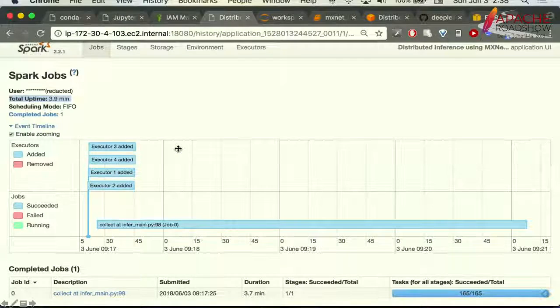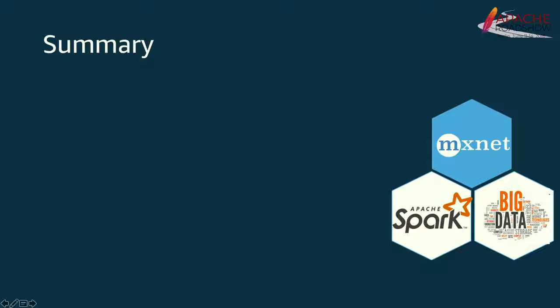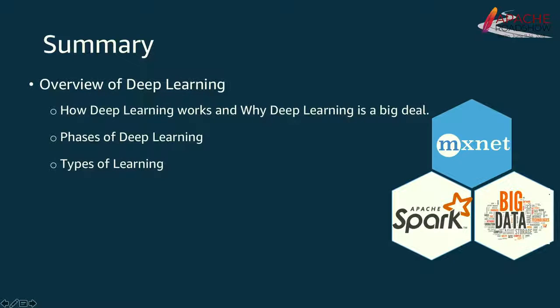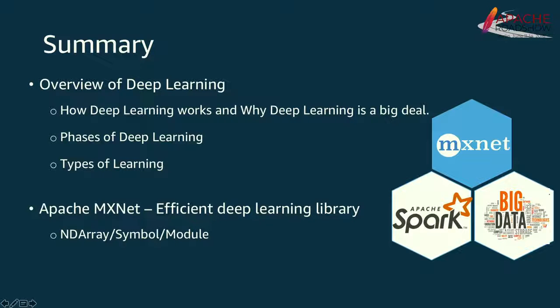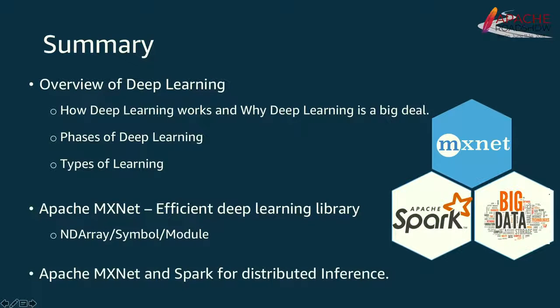That was pretty impressive. To summarize, I talked about a few deep learning concepts and why deep learning is a big deal these days. Again, it's only the very tip of the iceberg. There's lots more. Next, I covered MXNet, NDArray, and symbol and module. Finally, we saw how to use MXNet and Spark for distributed inference.